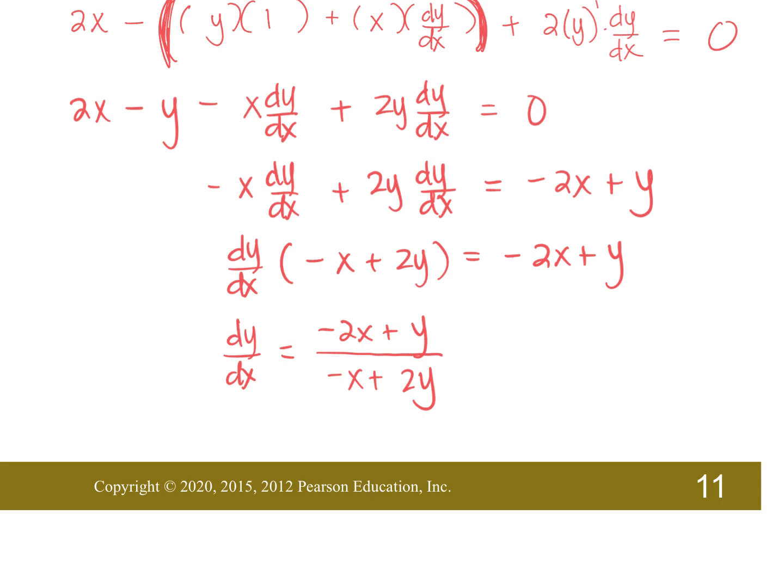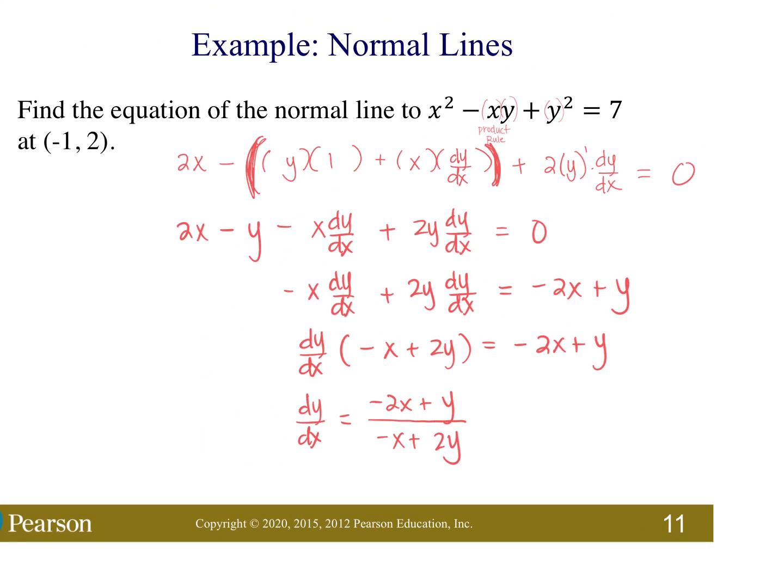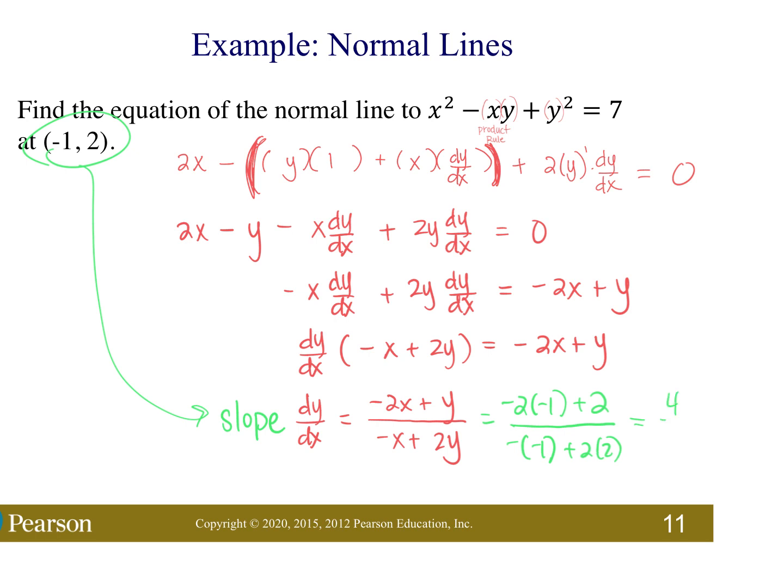But we can plug in the point that we were given. So we are given the point negative 1, 2. And so then I'll be able to figure out the slope. So I'll take this down here and figure out the slope by plugging in those numbers. So my slope will be negative 2 times negative 1 plus 2 over negative negative 1 plus 2 times 2. So if I'm doing my math right, I'm coming up with positive 4 and positive 5.